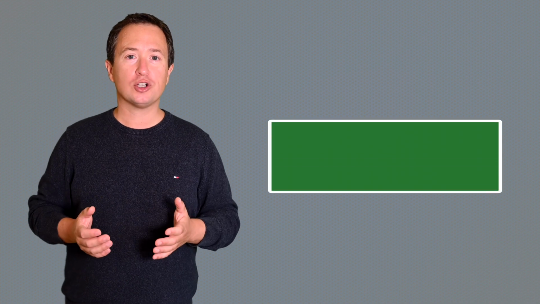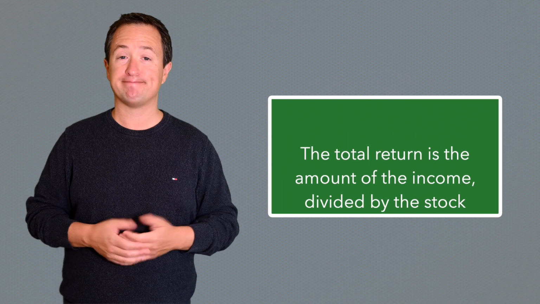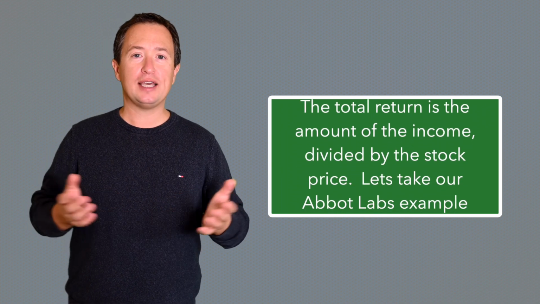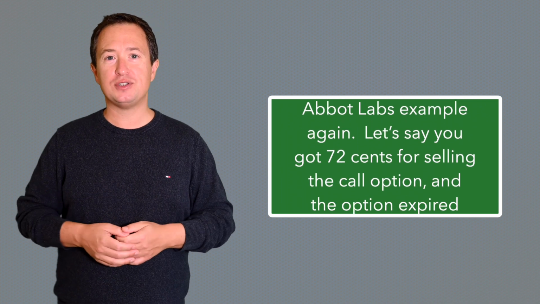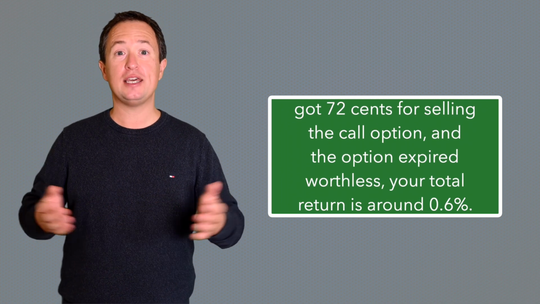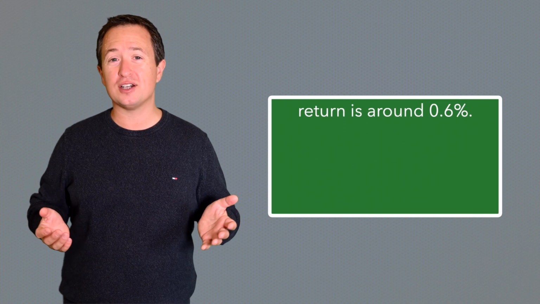Okay, so back to returns. Like I said, there's two that you'll want to know. The first is the total return and the other is the annualized return. The total return is the amount of the income divided by the stock price. That's it. So let's take our Abbott Labs example again. Let's say you got 72 cents for selling the call option and the option expired worthless. Well, your total return is only around 0.6%.